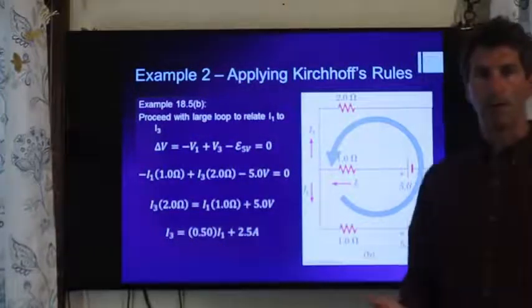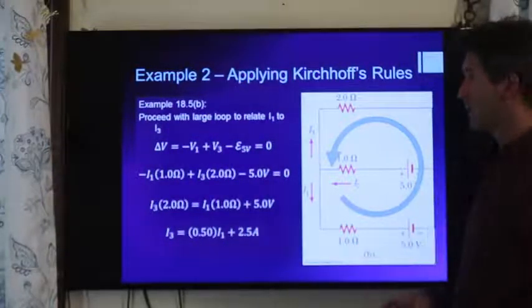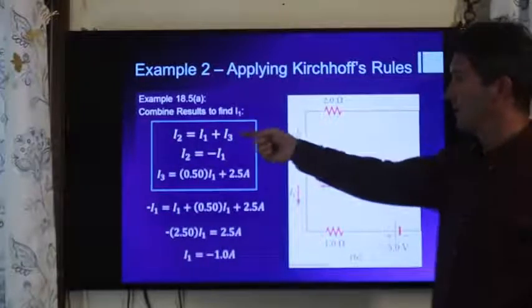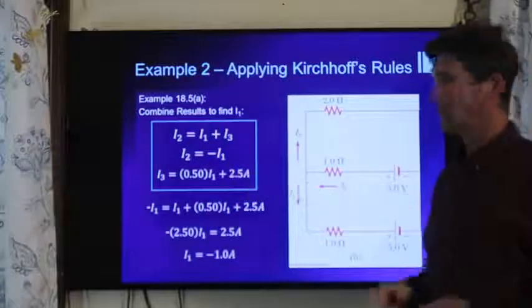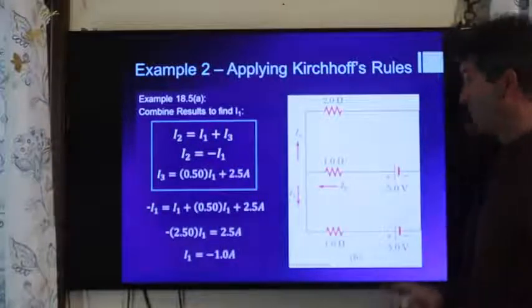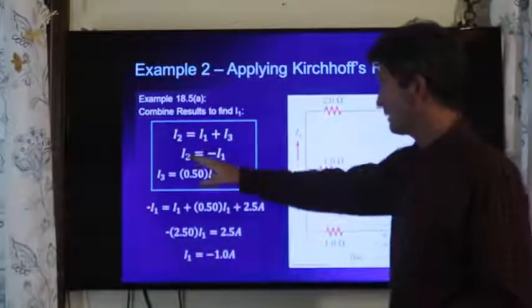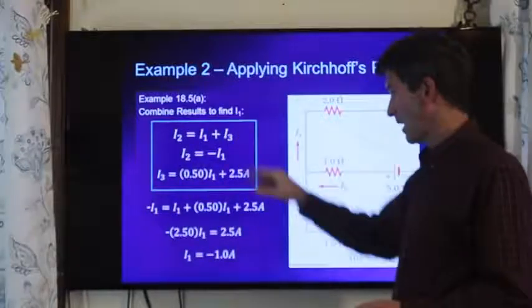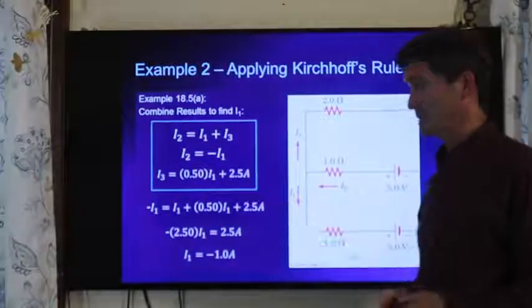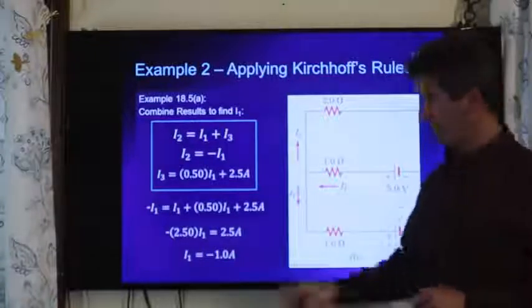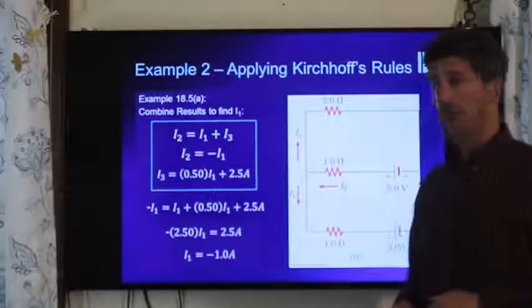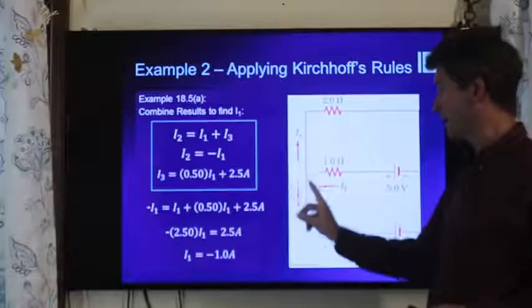Okay, now we have 3 equations. Let's summarize what equations we have. This was the junction. This is the one that we did previously. This is the one that we just came up with. Just like we did before, we'll substitute in for I2. We'll substitute in for I3. That allows us to solve for I1. And again, we get the wrong direction. I1 is negative 1 amp. So I1 is actually going up this way.